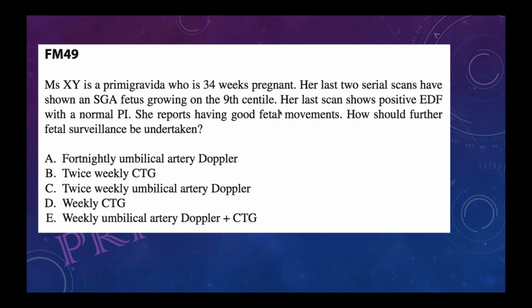Fortnightly umbilical artery Doppler. Yes. So now, if the Doppler is normal, we call the patient every 2 weeks.